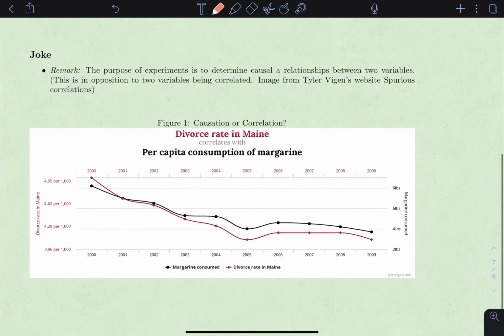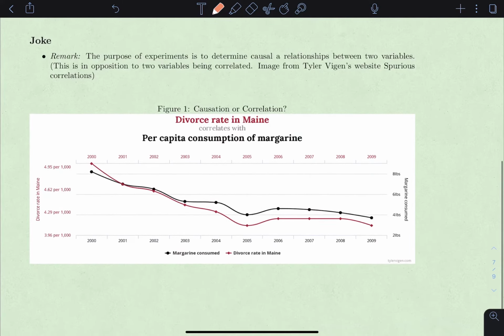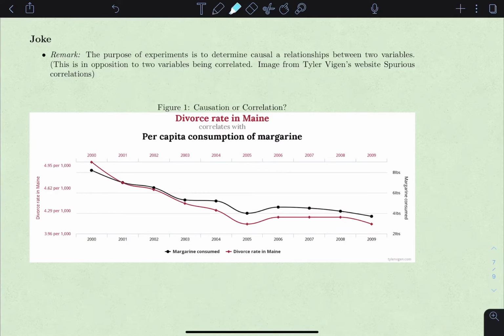We have this one other item here to get at the heart of the distinction between correlation and causation. And the purpose of an experiment is to determine a causal relationship between two variables. So the words correlation and causation, they always refer to a relationship between two variables. You don't say one variable is correlated. You say two variables are correlated to each other, or one variable is causing another variable to adjust in some fashion. And correlation just means that the values vary together.